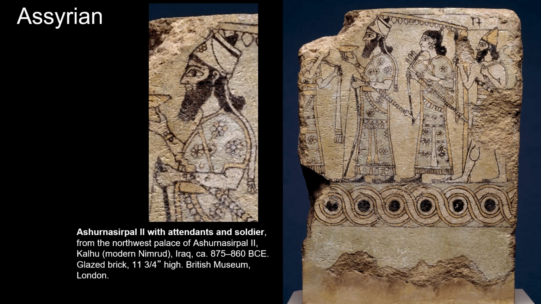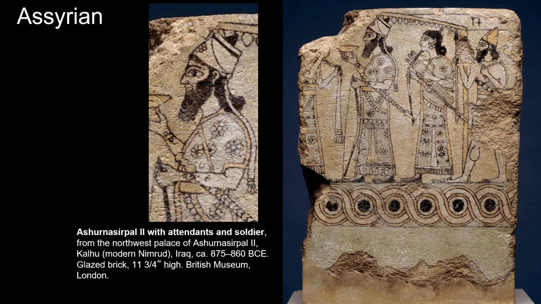We are looking here at a painting of a king named Ashurbanipal II with his attendants. He is here seen making an offering to a god or goddess. You can see he's holding a bowl or a cup with a libation. It is clear that he is the king because of the use of hieratic scale. He is larger than everybody else.